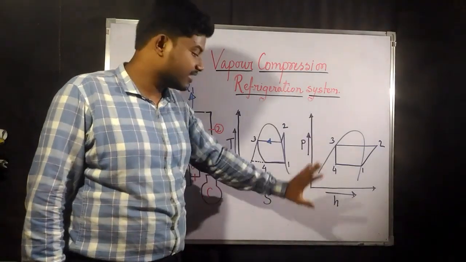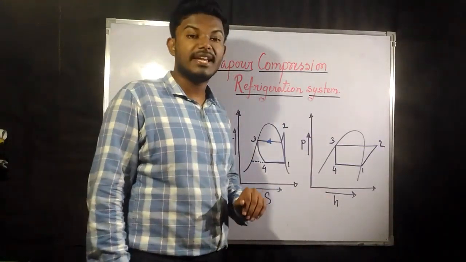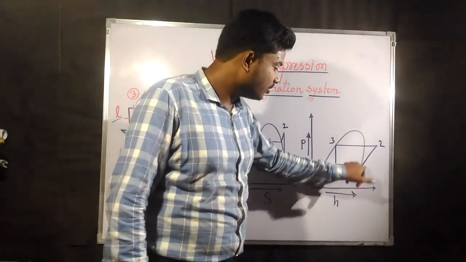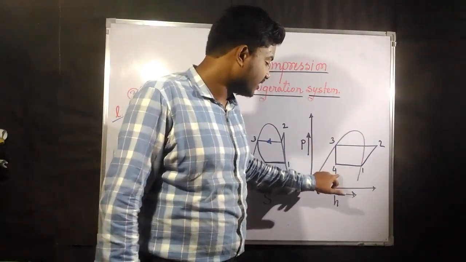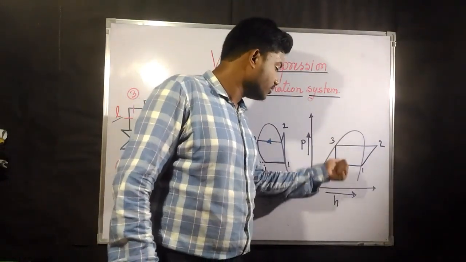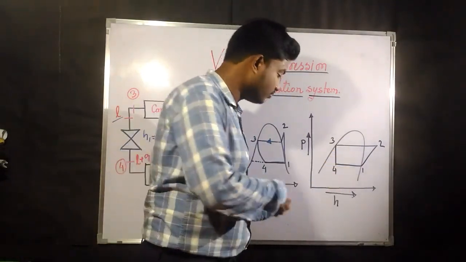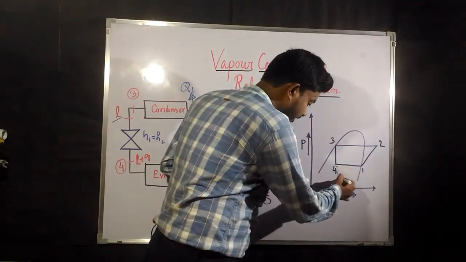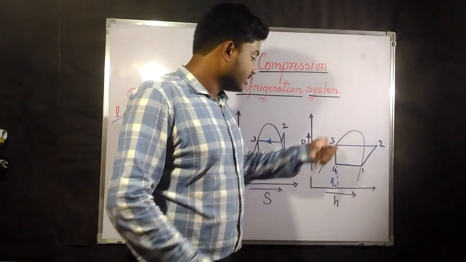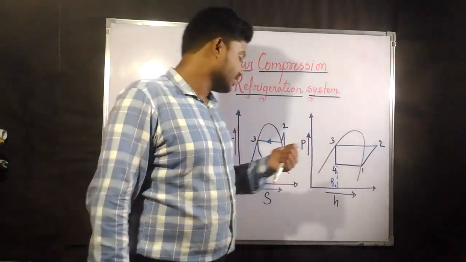To help you better understand, we are drawing a pH diagram also, that is the pressure versus enthalpy diagram. In that the vapor dome goes like this. Now 3 to 4 is an isenthalpic process. This is the enthalpy scale. So 3 to 4 represents the isenthalpic process, at whatever enthalpy value it has.